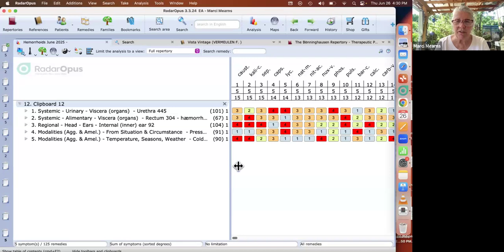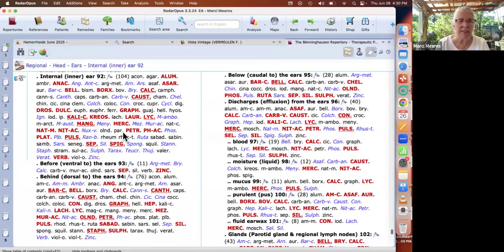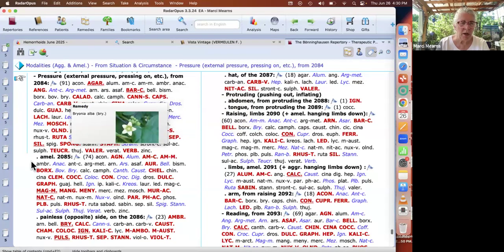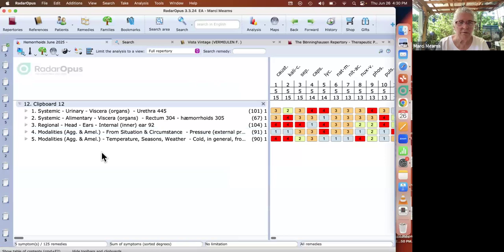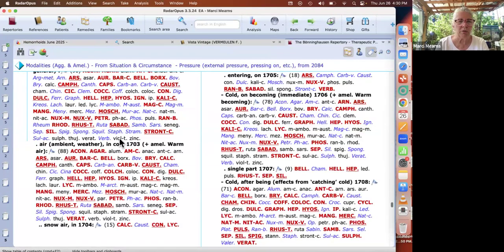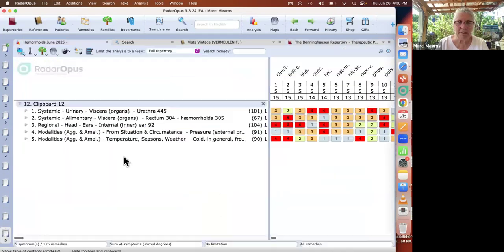Now, you remember she said everything is worse when there's pressure down there. So here's another modality, again in the Therapeutic Pocketbook. Pressing, external pressure, aggravates. And then finally we have, oh, worse from cold, because she did say that, worse from cold. Okay, so again, this last clipboard, let's take a look now.